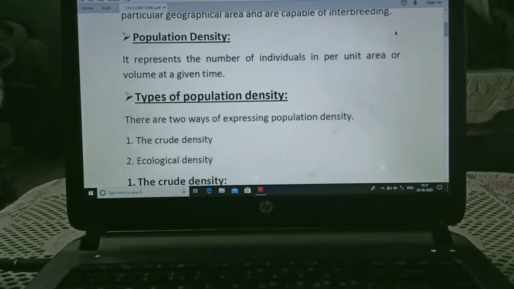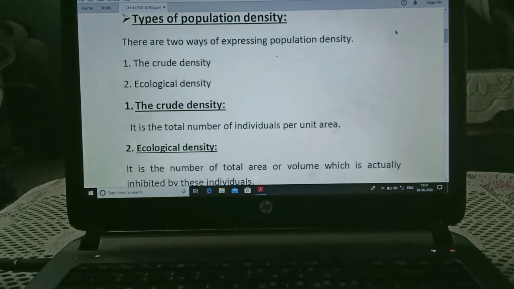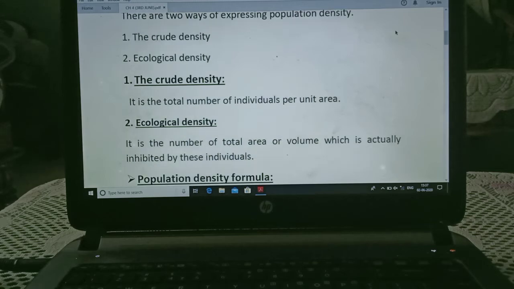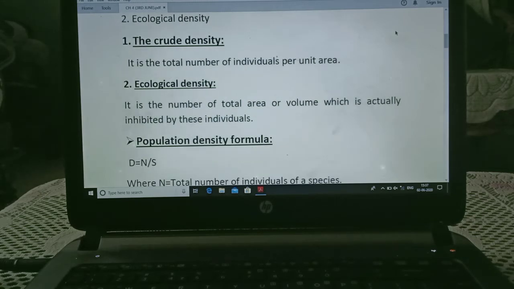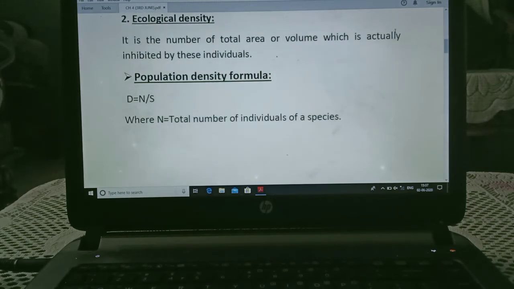Now population density. It represents the number of individuals per unit area or volume at a given time. Now types of population density. There are two ways of expressing population density, the crude density and the ecological density. Crude density. It is the total number of individuals per unit area. Ecological density. It is the number of total area or volume which is actually inhabited by these individuals.